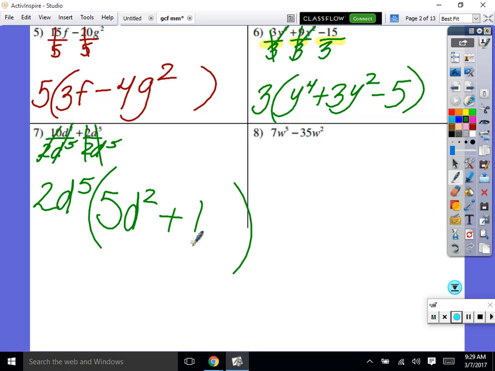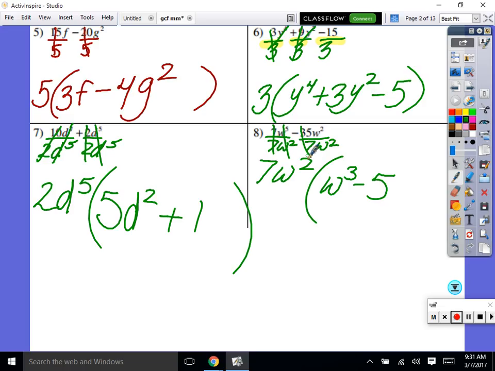Do number 8. You should be able to zip through that one in 40 seconds or less. So right here we pull out a 7 and a w squared, right, everybody? Divide by 7w squared, divide by 7w squared. So left in the first term, 7's divide out. W to the 5th divided by w squared. When you divide, you subtract. 5 minus 2 is 3. Negative 35 divided by 7 is negative 5. And then the w squared is divided out to be 1. It's that easy, guys. Don't make it harder than it needs to be.